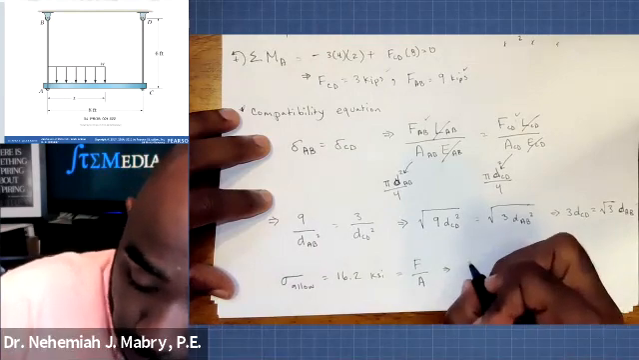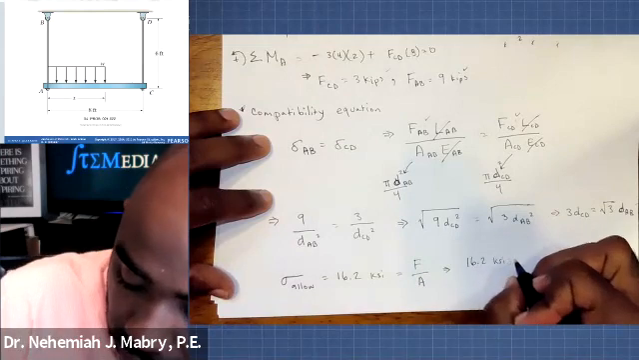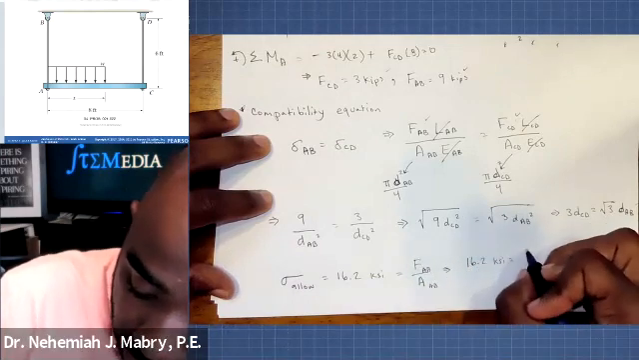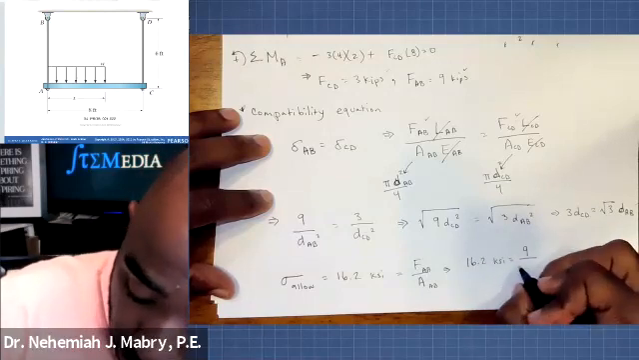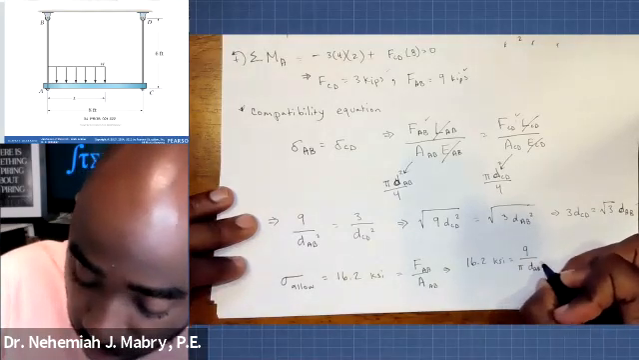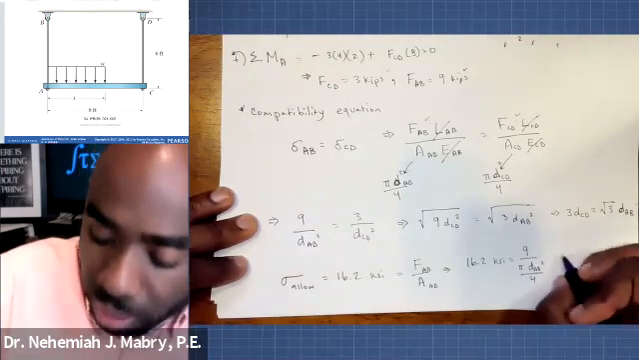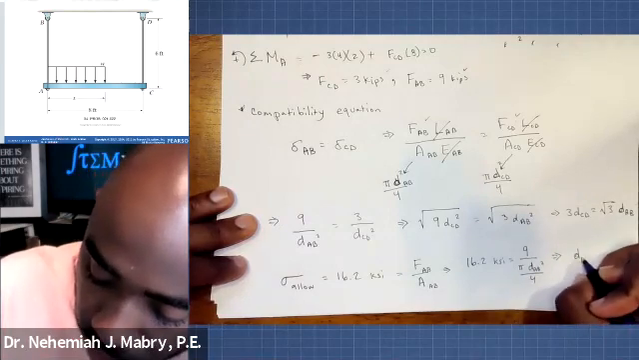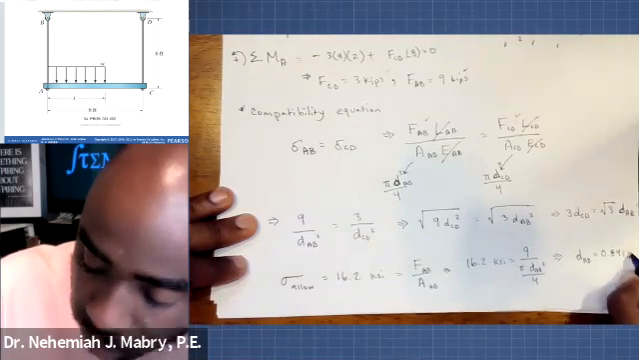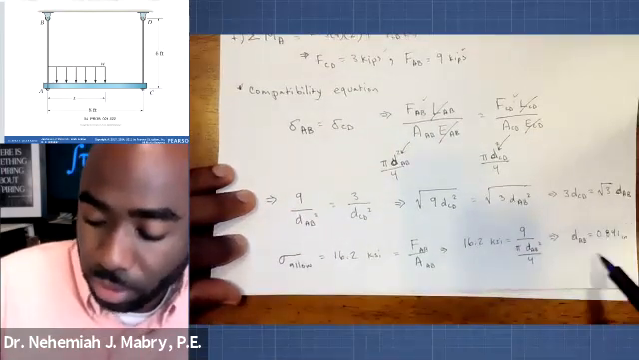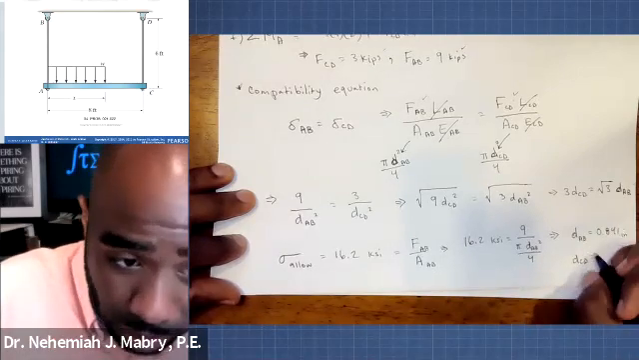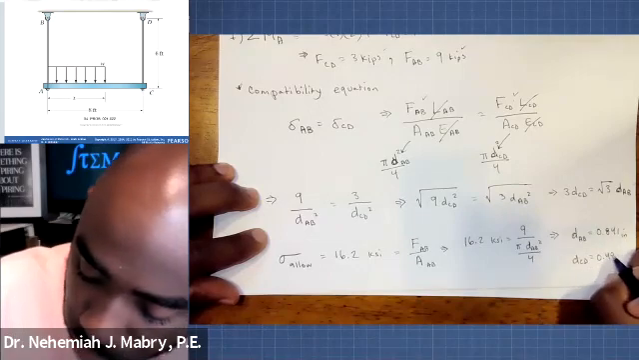So we'll say here that 16.2 KSI is equal to, we'll go with AB, FAB is 9 over pi DAB squared over 4. That's the only unknown. If we solve for DAB, we would get a value of 0.841 inches. And because we know the relationship DAB has with DCD, we can plug that in there and find that DCD is equal to 0.486 inches.